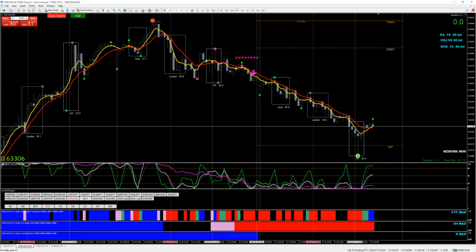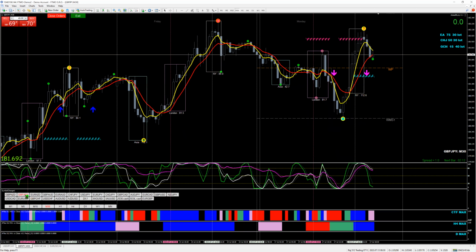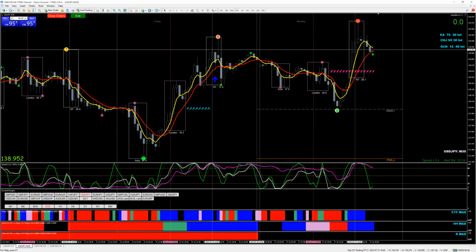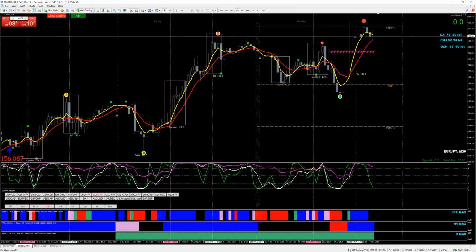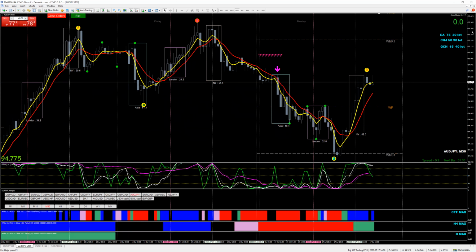Let's look at the others quickly. No. Euro NZD, no. Especially when you looked at USD yen, no. Euro yen, no. CAD yen, no. Aussie yen, no. So these are three trades for today.